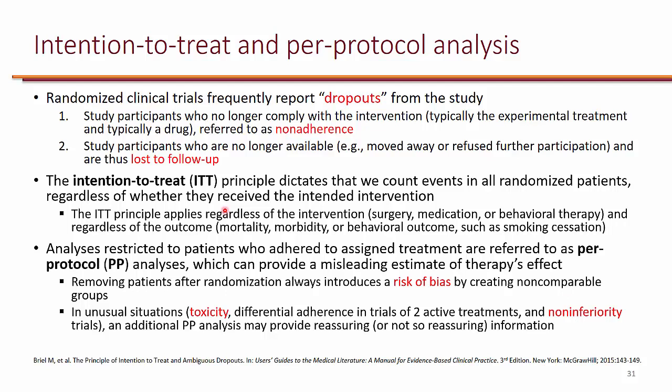Now, there are situations where per protocol is actually preferred. For example, if your study is trying to evaluate toxicity, if you actually want to show what the adverse effects of the drug are, if somebody didn't take the drug and you include that in your analysis and say, look, the rate of adverse effect was really, really low, that's not good. So for that purpose, you really want to use per protocol. But other than these unusual situations, generally speaking, intention to treat is the preferred method in order to reduce the risk of bias.